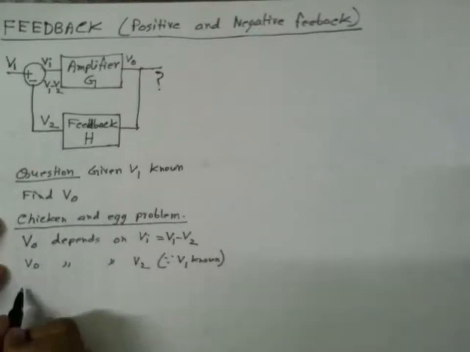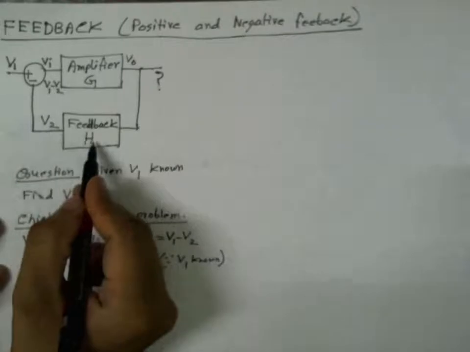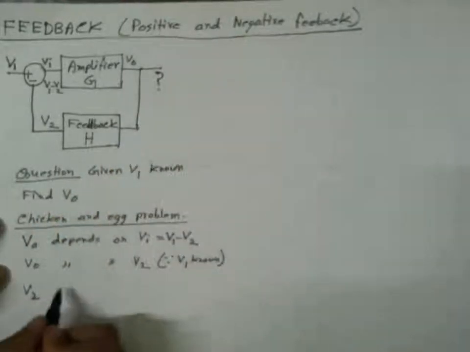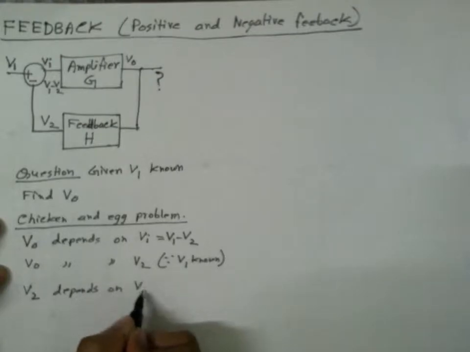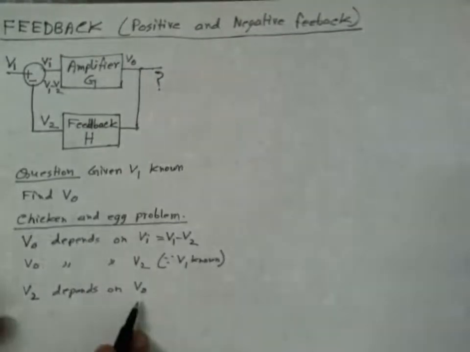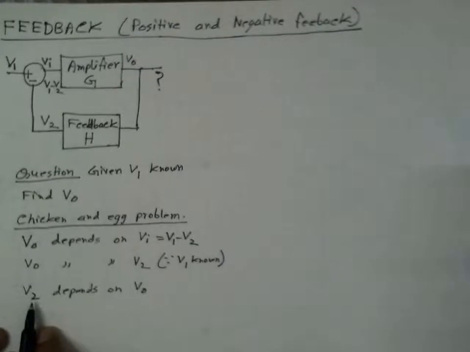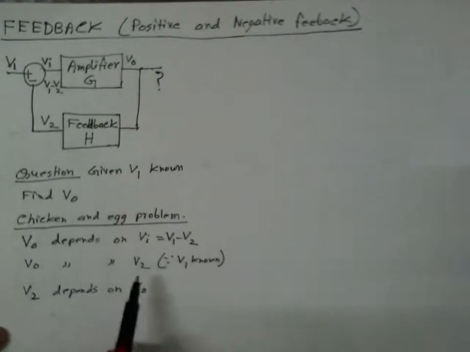Similarly, you see that V2 is dependent on Vo. So V2 depends on Vo. So if I tell you the value of Vo, you can find the value of V2. But I tell you neither the value of Vo nor the value of V2, and you have to find Vo.